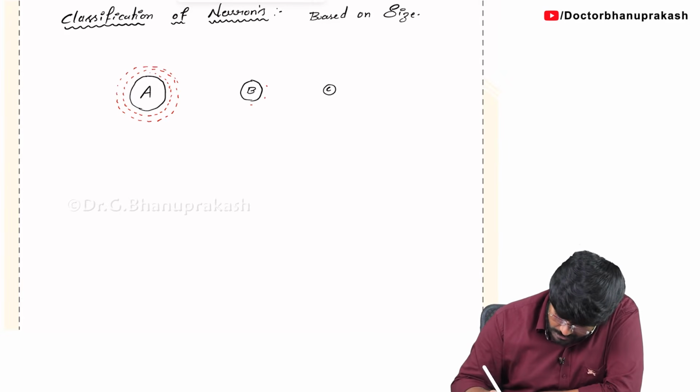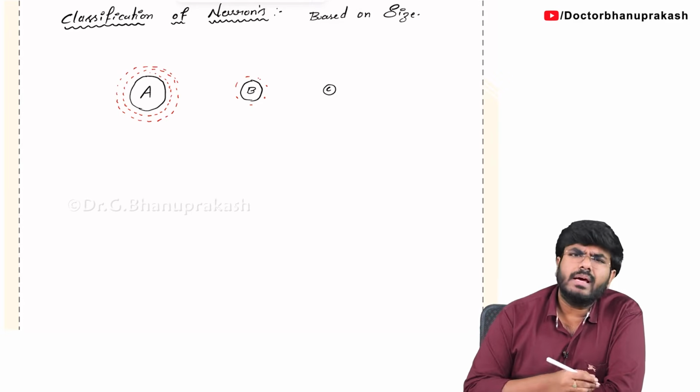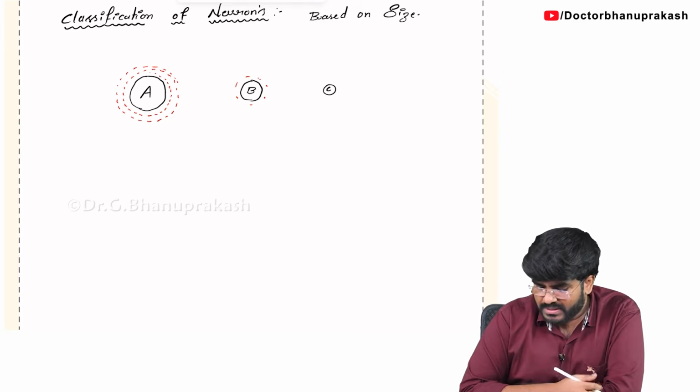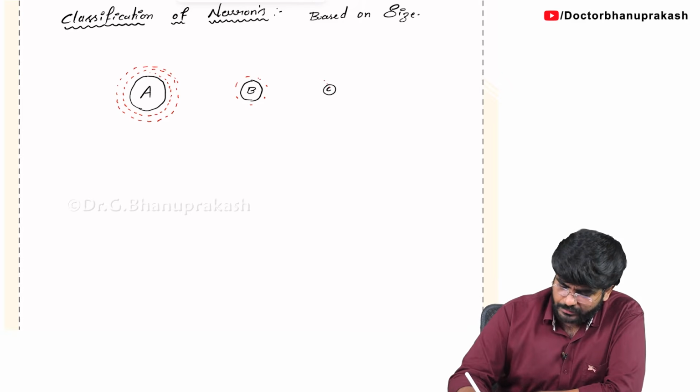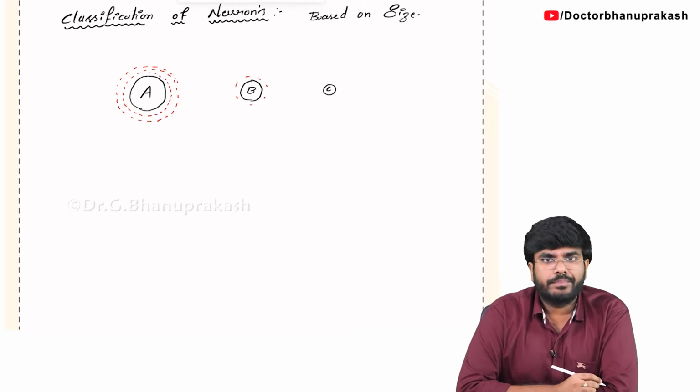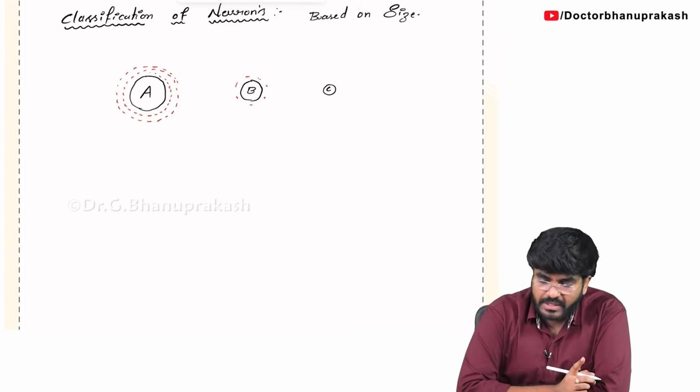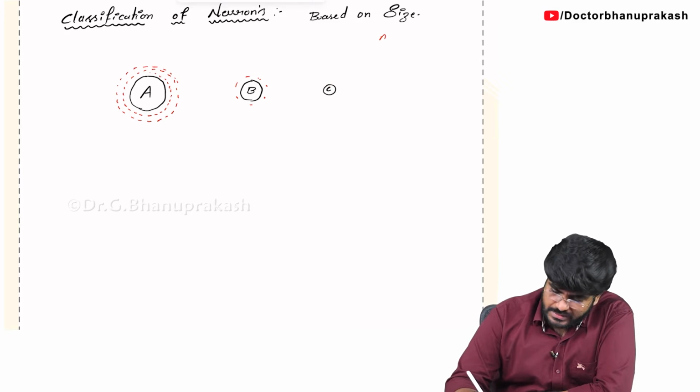Then what about the B neurons? B neurons are also myelinated but not that much. They are a little bit myelinated. And what about the C type of neurons? The C type of neurons are completely unmyelinated. They are not at all myelinated, so there is no myelination at all. So neurons are classified into three types based on their size as well as myelination.